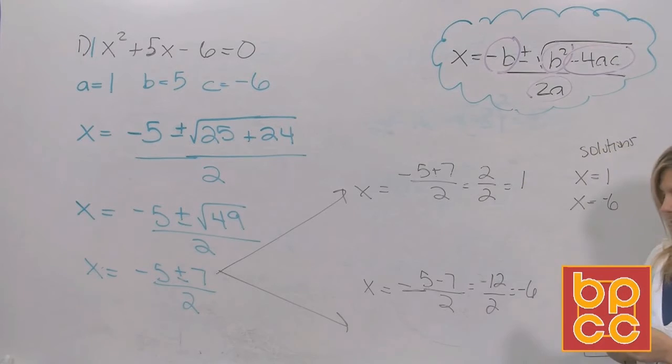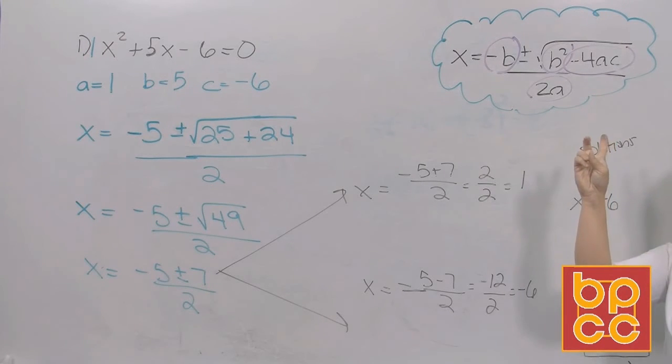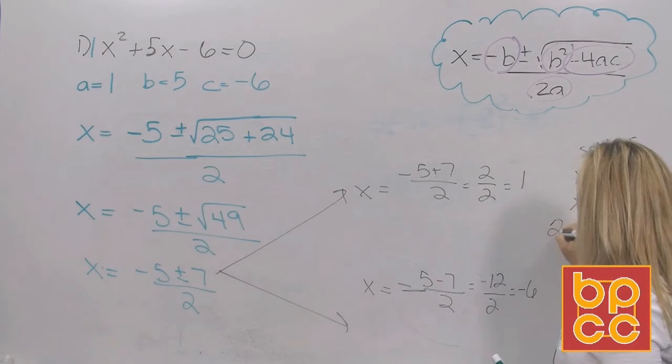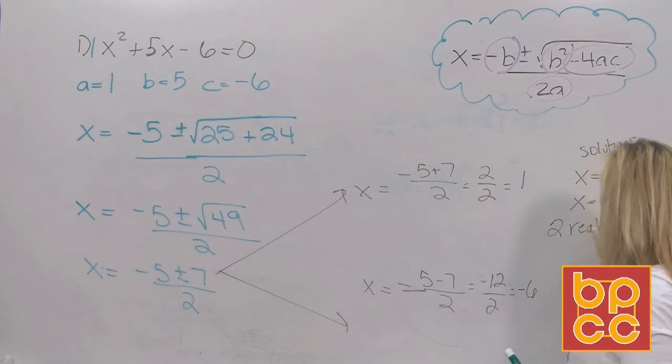Now, it's very important to note, I knew working this that these two solutions were going to be nice numbers. 1 and -6 are nice numbers. Now, the word nice is not a math word. Let's describe these numbers. Are 1 and -6 on our number line? Yes, they are. What do you call the numbers on the number line? Very good. They're called real. So we would say we have two real solutions.